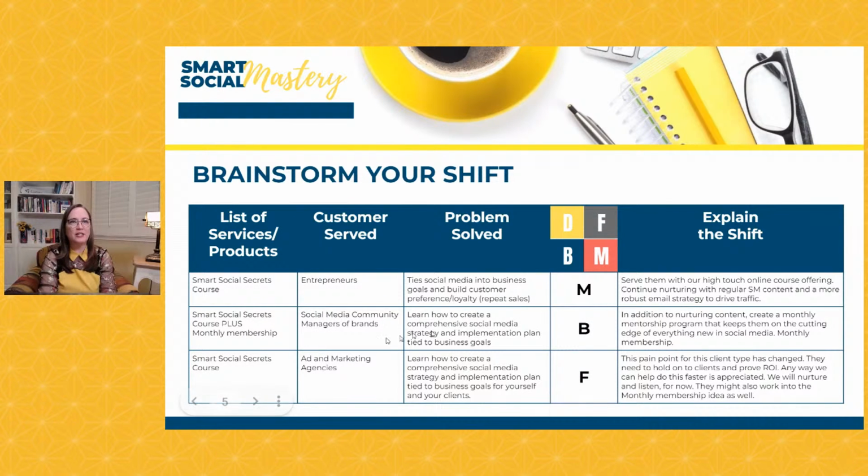Another service or product here is the Smart Social Secrets course plus a monthly membership, which is now called Smart Social Mastery. I've come a little way since I actually put this together. We are just about to open back up again soon, but Smart Social Mastery is really a month-to-month program where we help you stay on track and keep your social media and visibility content up and running. They wanted to learn how to do a comprehensive social media plan. So in addition to the nurturing content, we create a monthly mentorship program that keeps them on the cutting edge of everything new in social media.